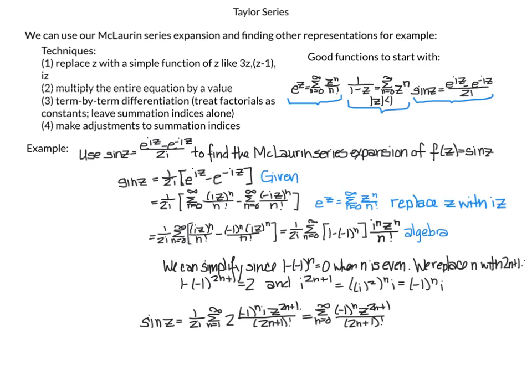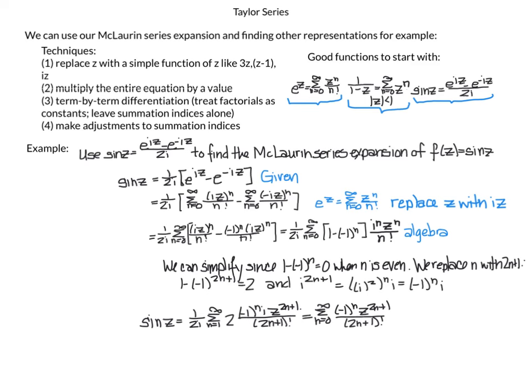So I have written sine of z equals 1 over 2i times e to the iz minus e to the minus iz, which we were given, and then I can use my formula. My e to the z Maclaurin expansion is equal to the sum of z to the n over n factorial, where I replace z with iz, which is what I have here. So I'm going to have e to the iz equal to the summation from n equals 0 to infinity of iz to the n over n factorial, minus the summation from 0 to infinity of minus iz to the n over n factorial.